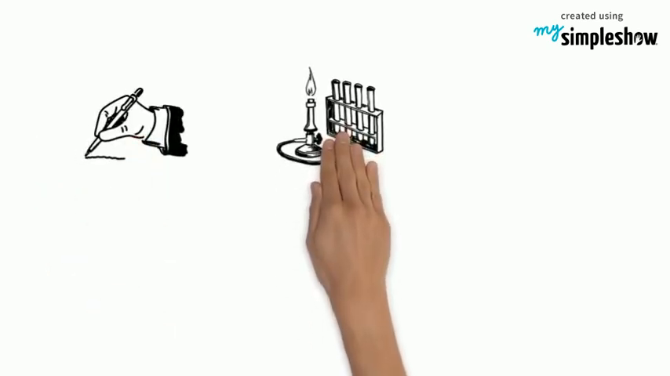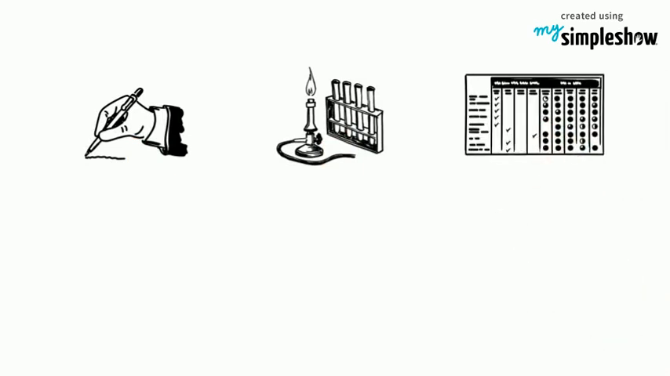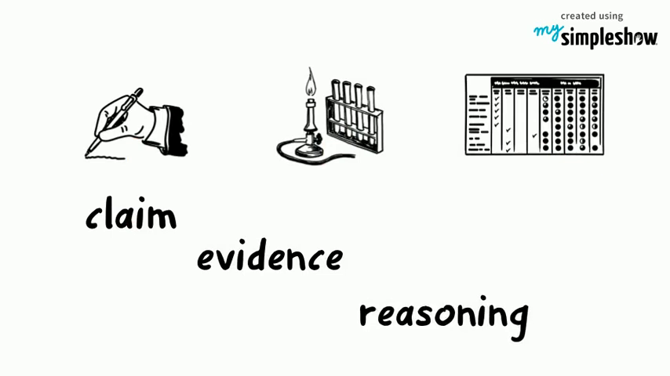Once you have this plan written down, you can run the experiment. Write down the results in a data table, and then write a conclusion that presents the claim, evidence, and reasoning presented by your experiment.